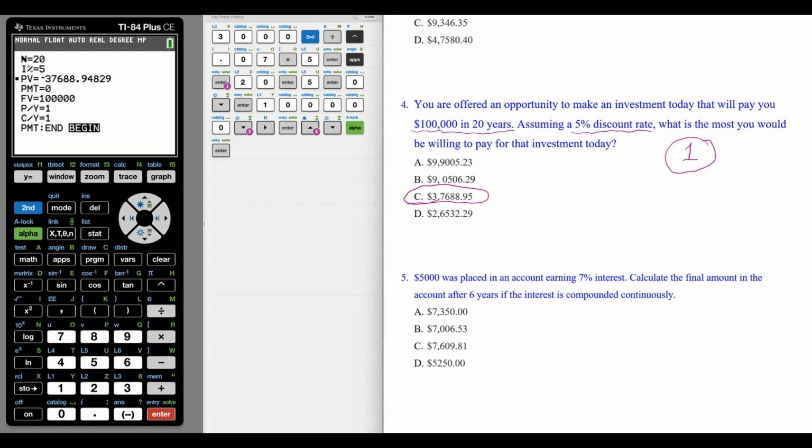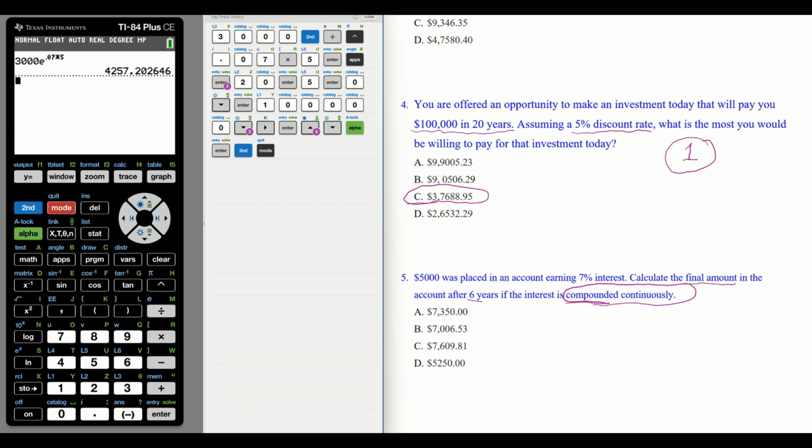$5,000 was placed in an account earning 7%. Man, they like 7% a lot in these questions. 7%. Okay. Calculate the final amount. That means we're going to be talking about the end. In the account after 6 years, if the interest is compounded continuously. That tells me that we will be backing out of this and entering these items in the calculator.